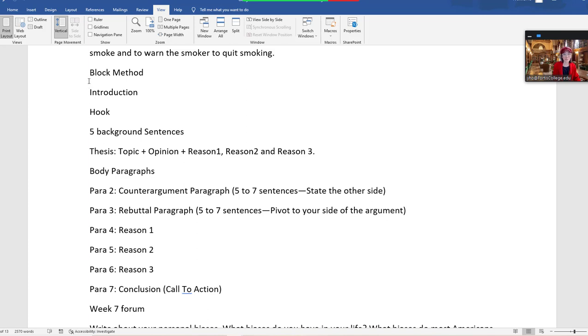So in the block method, you write your introduction, your hook, your 5 background sentences, and then you write your thesis statement. So you have your topic, your opinion, reason 1, reason 2. This is all review from English 101. Then you're going to write reason 1, reason 2, reason 3. Paragraph 4 becomes reason 1. Paragraph 5 becomes reason 2. Paragraph 6 becomes reason 3.